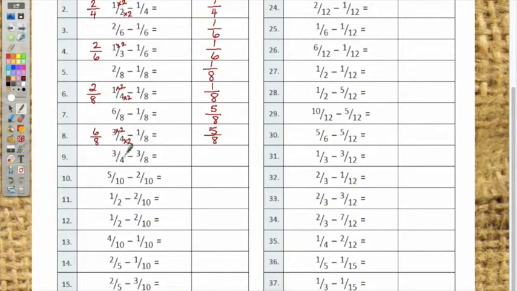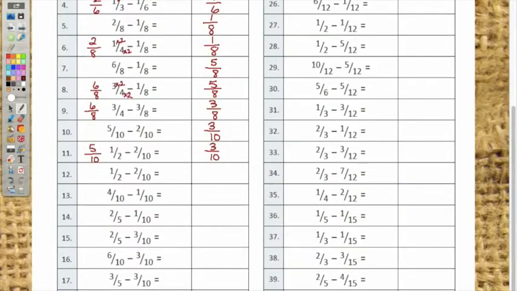Oh, there's another 3/4. Can I change it to 6/8? Yes. 6/8 minus 3/8 equals 3/8. Good. Okay, do I need to change anything on number 10? So the answer is 3/10. I wonder if 1/2 is equivalent to 5/10. Yes. 2/10. So 5 minus 2 is 3. So they're kind of helping you, aren't they?